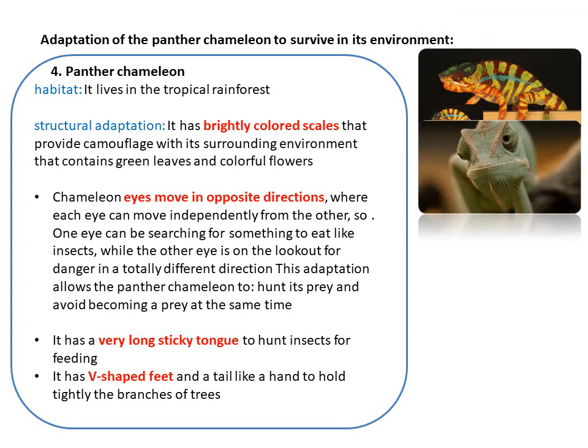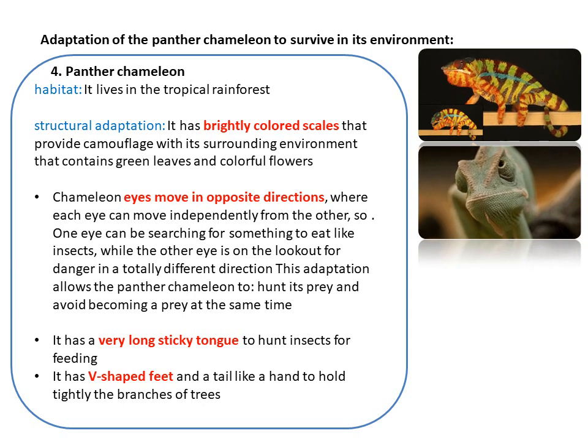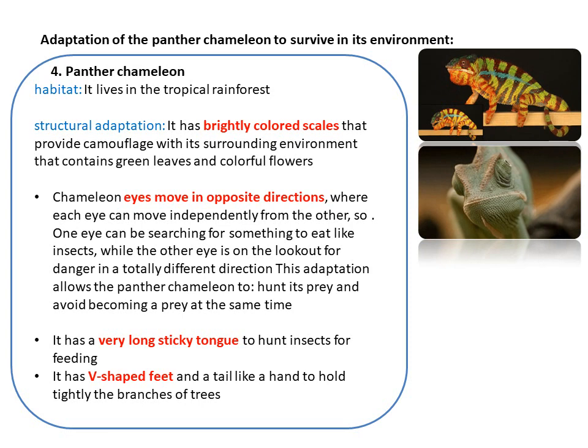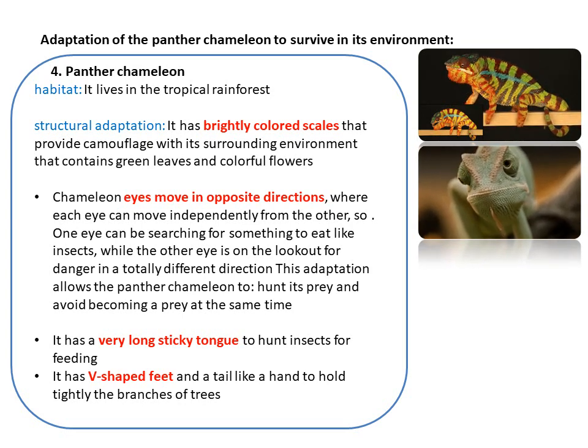Also, chameleon eyes move in opposite directions. As you can see, each eye can move independently from the other. So one eye can be searching for something to eat, like insects, while the other eye is on the lookout for danger in a totally different direction. This adaptation allows the panther chameleon to hunt its prey and avoid becoming prey at the same time. So one eye searches for food and the other is protecting it from predators.